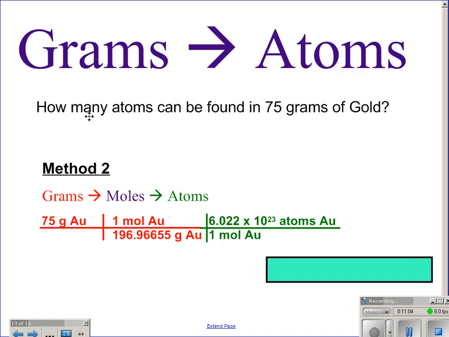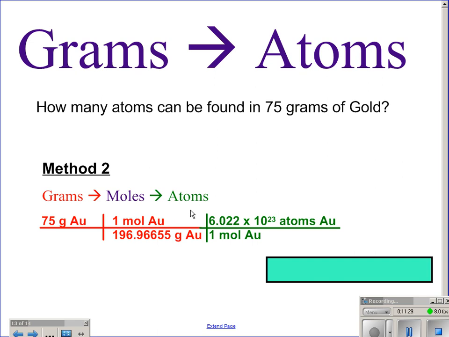Here we have the same question. How many atoms can be found in 75 grams of gold? And we can convert from grams to moles to atoms all in one shot. This first part in red is exactly the same as what we had before, our grams to moles. We plugged in our 75 grams of gold. We have our atomic mass of gold and 1 mole of gold on the top.